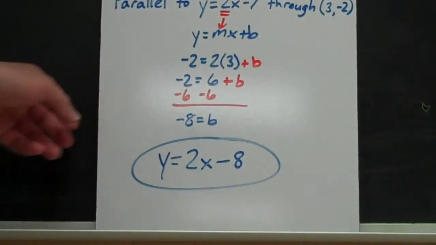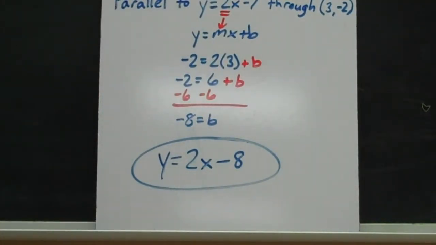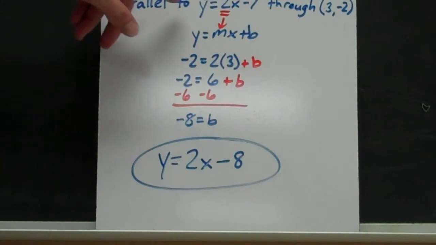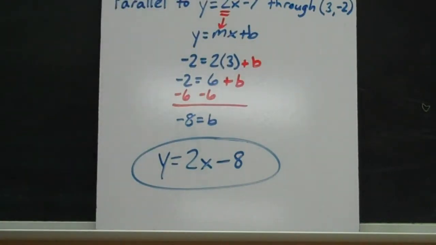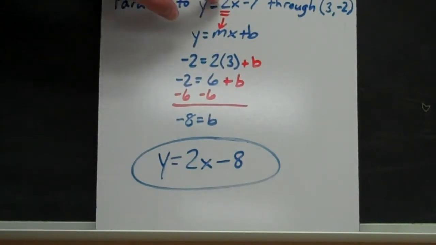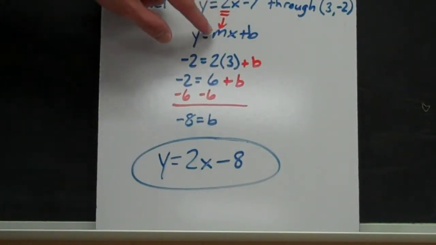We'll start with parallel. That one's a little bit easier. We want a parallel line to y equals 2x minus 7 that goes through the point 3, -2. So remember we said parallel lines have the same slope. So our new line is going to have a slope of 2. So we're going to plug 2 in for m.